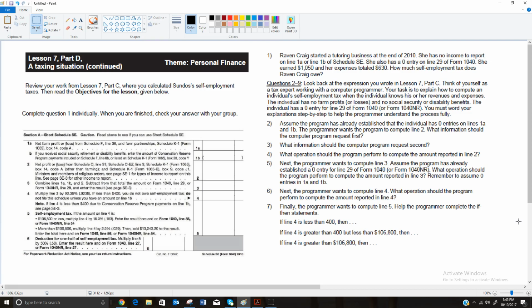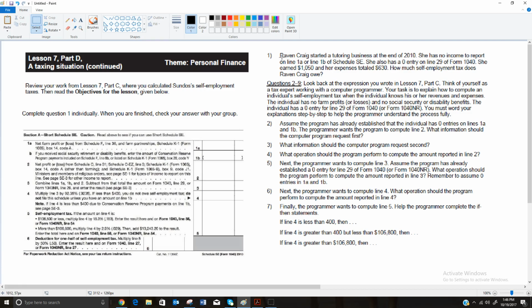And now we're going to go on and do this calculation again, but with a different person. So for the first question here, it says complete question 1 individually, and when you're finished, check your answer with your group. So what I would recommend that you do right now is that you pause the video. I'm going to read this through, but once we do, I would pause the video and try to fill this form out yourself. When you're done, resume the video and then see if you got it right.